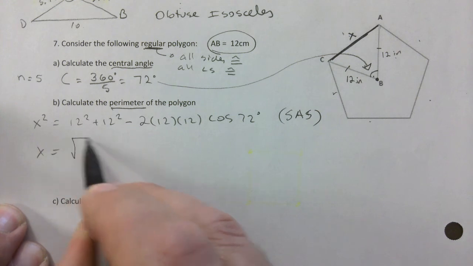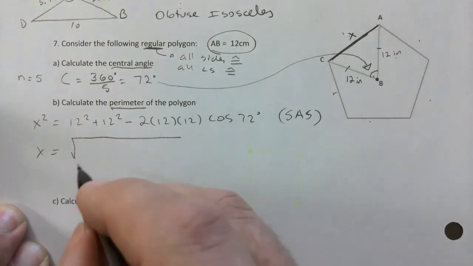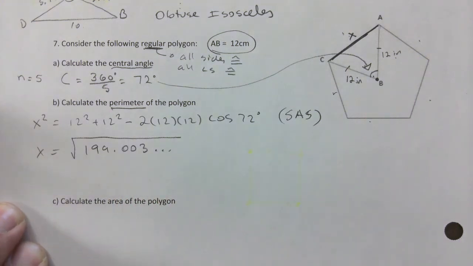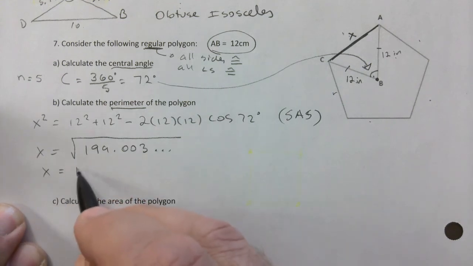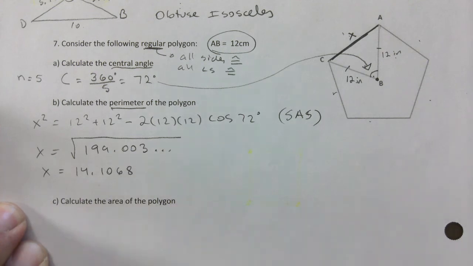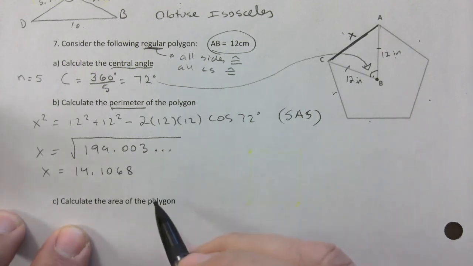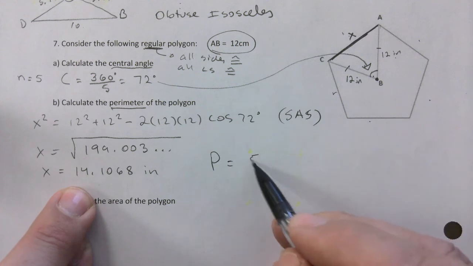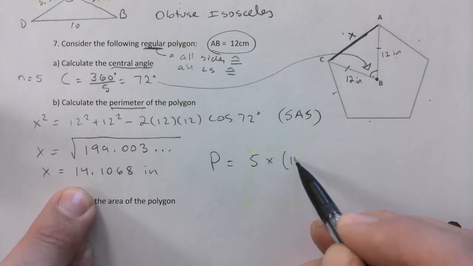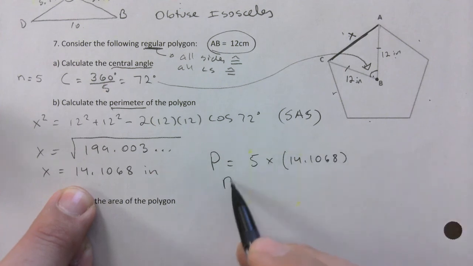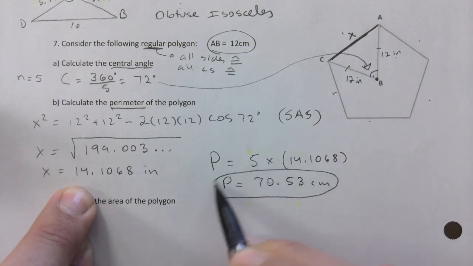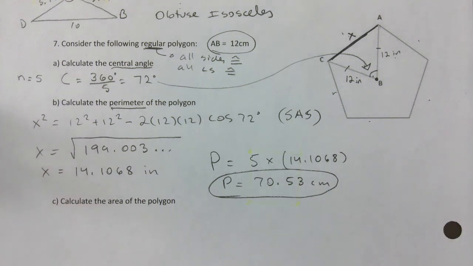And then x is the square root of, plug this whole thing in, you get 199.003, and that keeps going. And that gives you 14.1068. We are in inches. So the perimeter would be 5 times 14.1068, and that ends up being 70.53 inches. 5 sides, 5 times 5, right? It's 7 sides times 7. Doesn't matter.